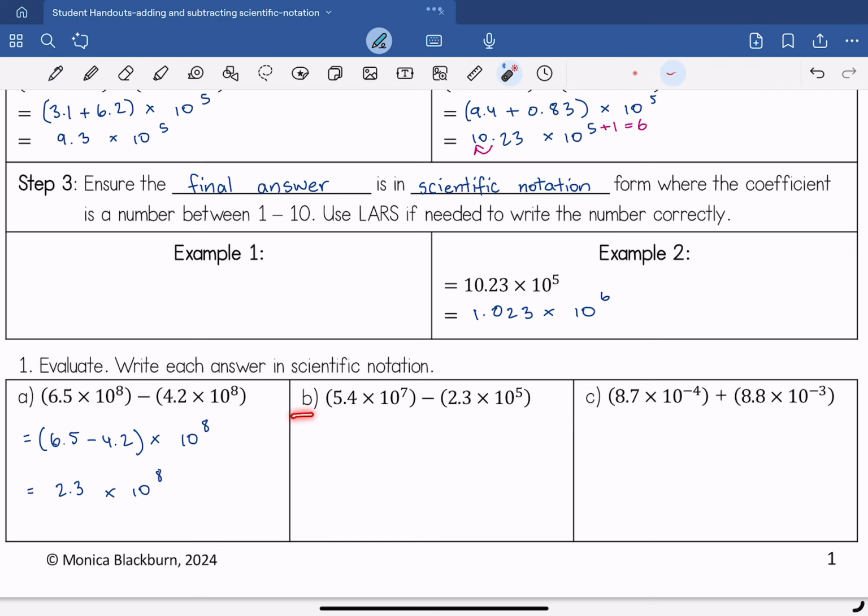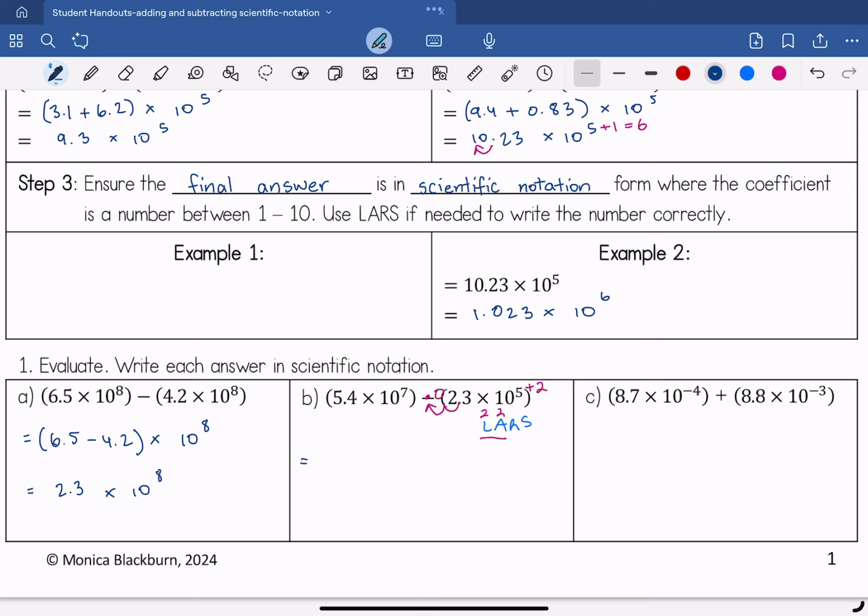Let's look at b. The exponent for the base power of 10 is 7, and the other power is 5. So we're going to change this power of 5 to a power of 7 so that the exponents are the same. I'm going to add 2 to the exponent. Using the LARS system again, if you add 2, we're going to move the decimal point 2 spaces to the left. So that's 1, 2, which will be 0.023.